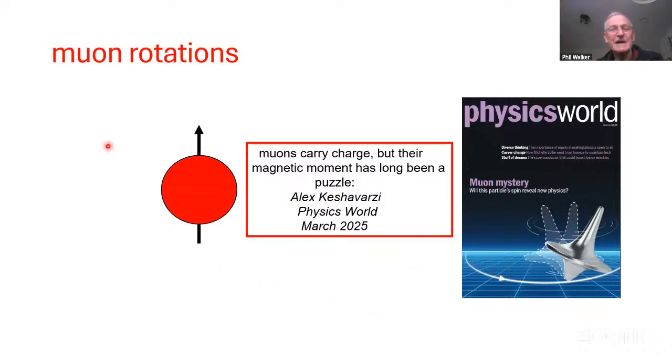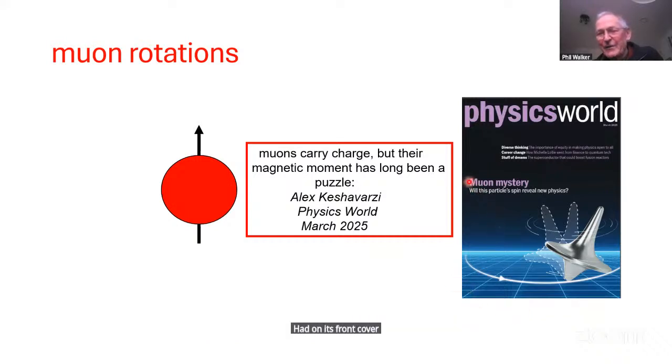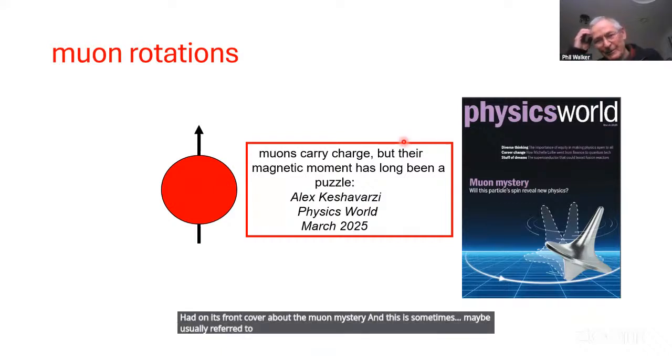I put this slide in because it's topical, in the sense that this month's Physics World magazine, the magazine of the British Institute of Physics, had on its front cover the muon mystery. This is sometimes, maybe usually, referred to as the G-2 problem. But the point is that the muon is like a heavy electron. It's clearly a charged object, but the magnetic moment isn't quite what you would calculate.